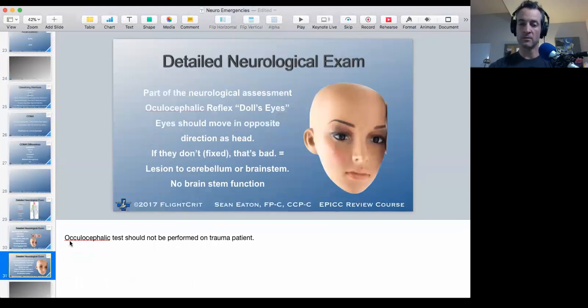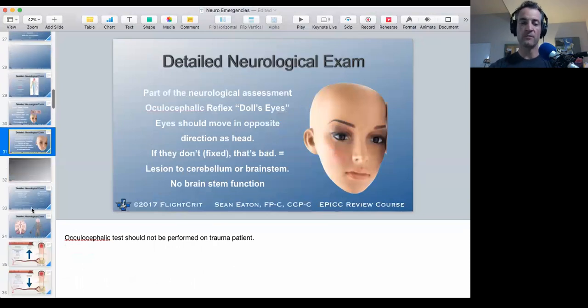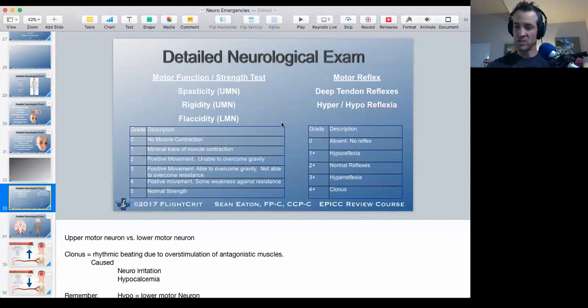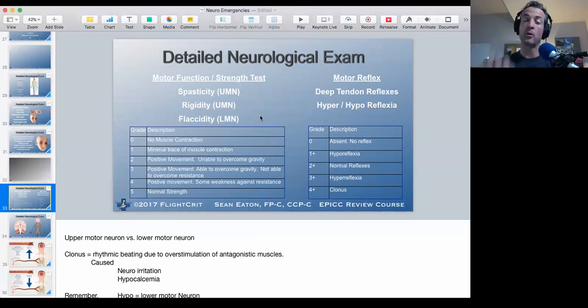Talked about the oculocephalic reflex. Okay, let's see. Where are we now? Your motor function and reflex test. This is going to be important for scoring, not so much on the exam. What you will see on the exam, and this is getting into upper and lower motor neuron deficits.